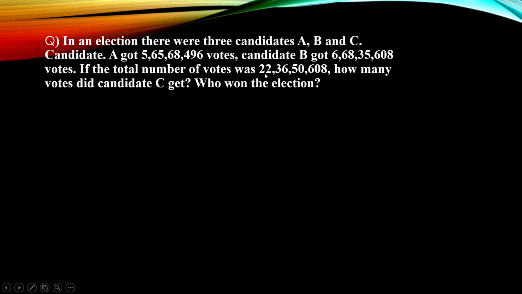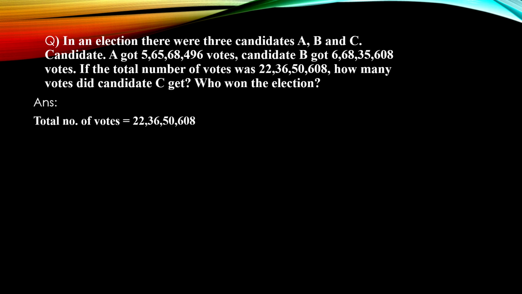Okay, how do we solve it? First, we must write the statements of how many votes A got and how many votes B got. Later on, we have to add the number of votes that A got and B got. Once we get that answer, it needs to be subtracted from the total number of votes. Then we'll get to know how many votes candidate C got. So let us proceed.